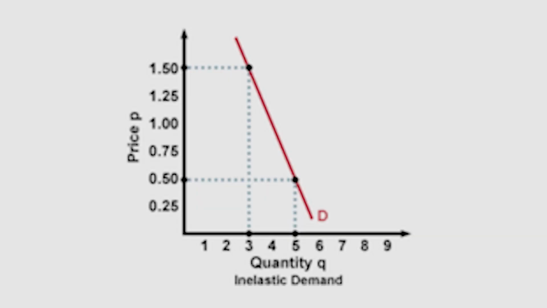The diagram here shows the changes in price of a product and the corresponding change in the quantity demanded. The red slanting line is called the demand curve. At a price of 1.5 rupees, the quantity demanded is 3 units. When the price is lowered to 0.5 rupees, quantity demanded increased to 5 units. We can then make an assumption that every increase in price will result in fewer purchases of the product.